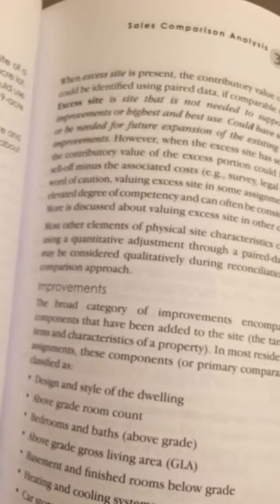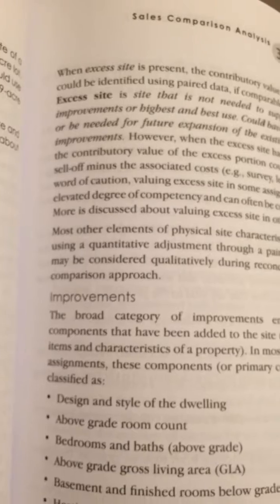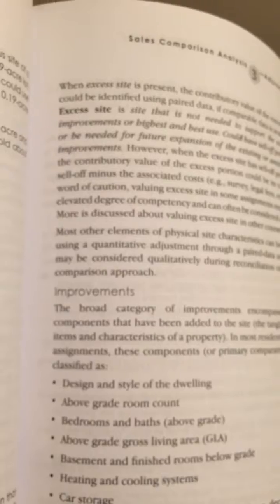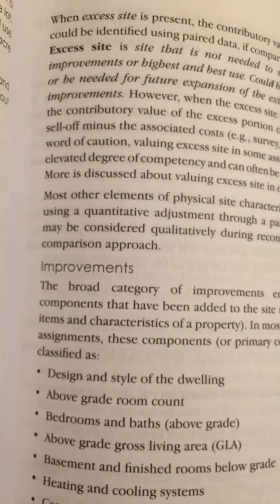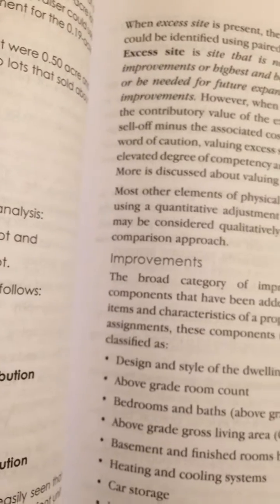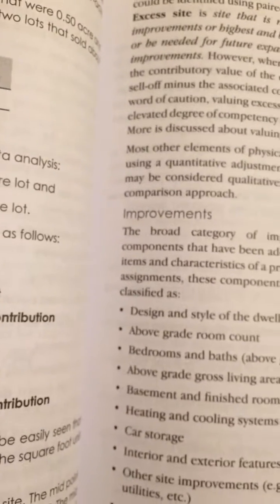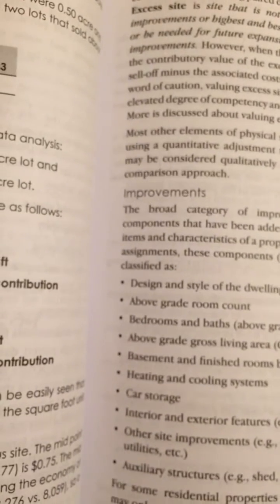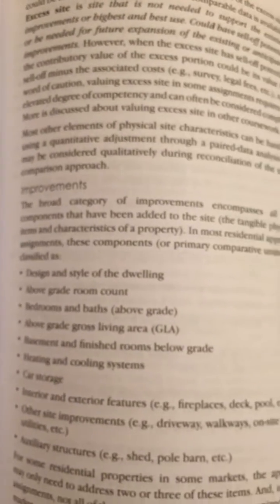Most other elements of physical site characteristics can be handled using a quantitative adjustment through a paired data analysis, or may be considered qualitatively during reconciliation of the sales comparison approach. Improvements. The broad category of improvements encompasses all components that have been added to the site, the tangible physical items and characteristics of a property.